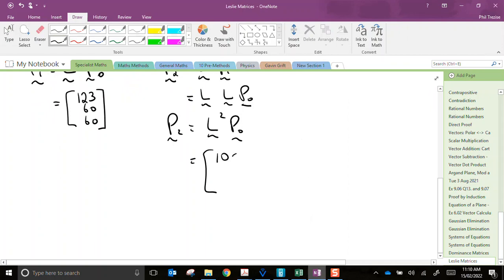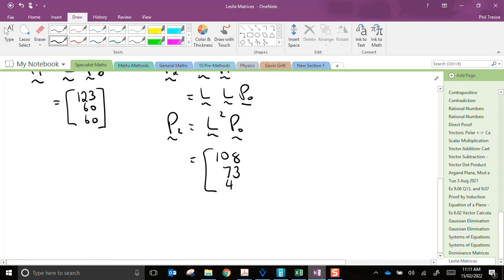108. Then the next one was 73.8. I'll put 73. I won't round up, I'll truncate the number because it would mean there hasn't been enough time for the 74th tribble to be born yet. And then I'll have 48. So that would be population vector number 2.